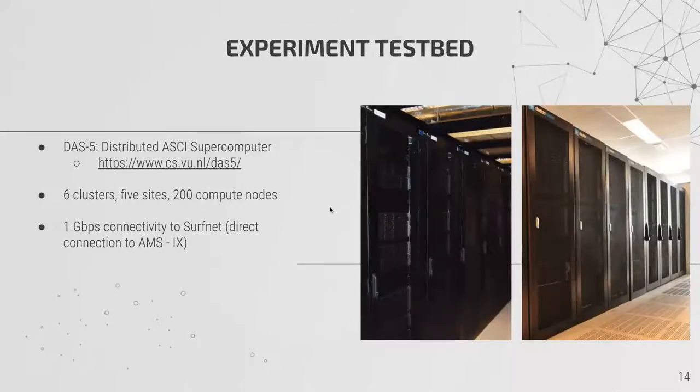Firstly, a bit about our infrastructure. In our experiments, we are modeling this external deployment where the deployment is outside of the cloud platform, and the only interaction between the cloud platform and the deployment is the container registry. We deployed our experiments on our university supercomputer. It's a medium-sized supercomputer composed of six clusters with 200 compute nodes. It has a 1 gigabit per second connectivity to the Amsterdam Internet Exchange, which sits on top of the transatlantic cable.